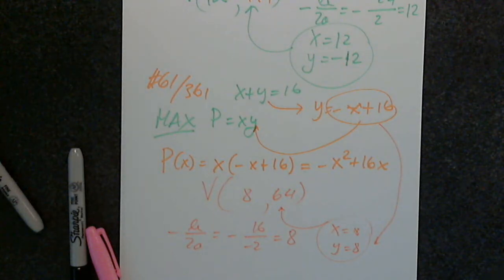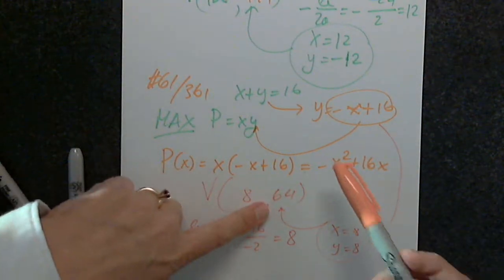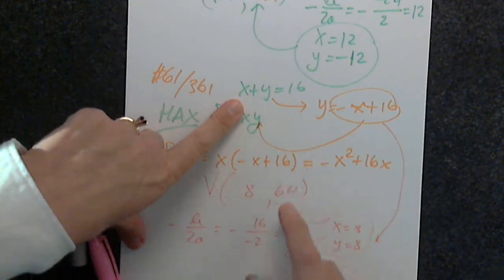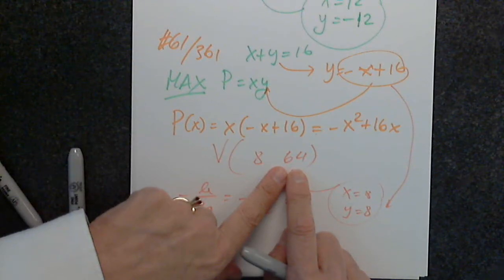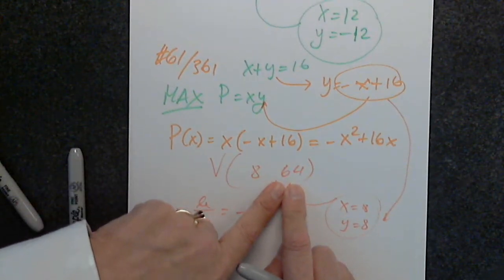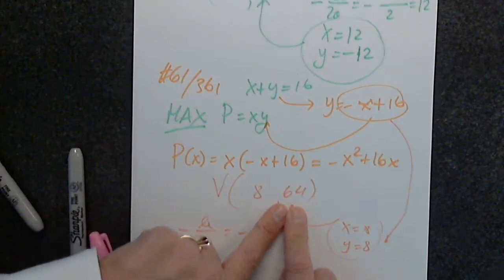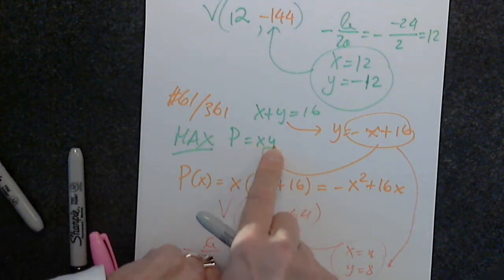Feeling a little bit better about this one? Yeah. Any questions? Yes, please, Becca. So once you find x, you have to plug it into y equals, if you want to, to find the other one, because I'm asked to find two numbers. But I'm also asked to find the maximum product. Yeah, because the product is x times y.